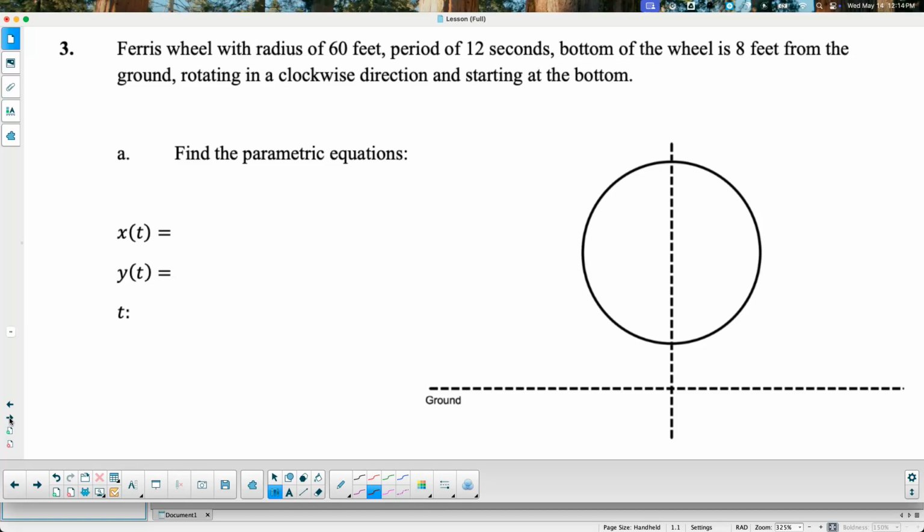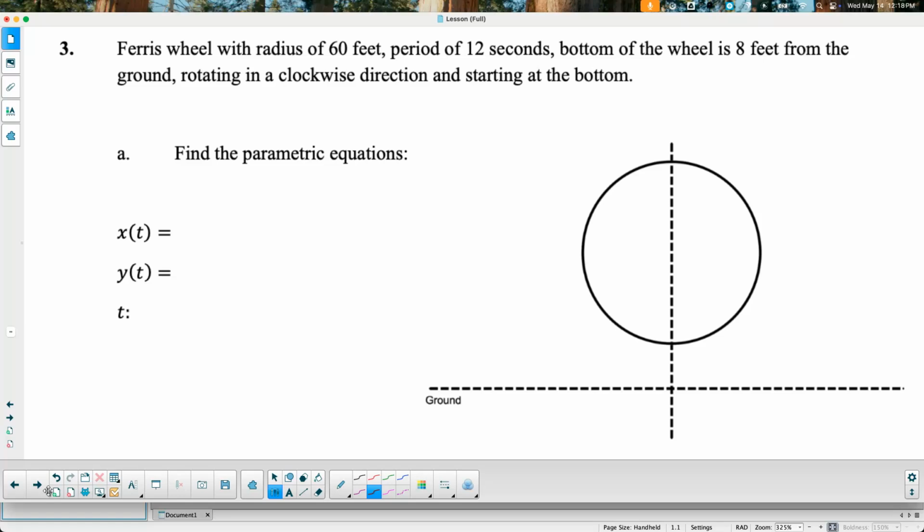Number 3 says the Ferris wheel with a radius of 60 feet, a period of 12 seconds, bottom is 8 feet off the ground. It's rotating in a clockwise direction, and you're starting at the bottom. Give me the parametric equations. Find me the position when you're 5 seconds into the ride, and when you're 47 seconds into the ride. And then the final question is, how far have you traveled if you were on the ride for 1 minute?